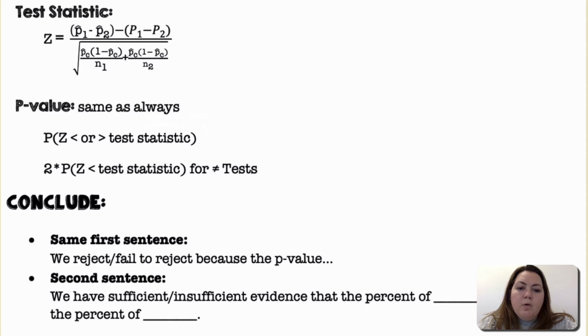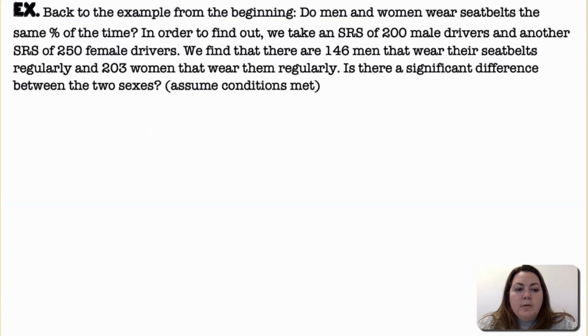We can either use a z-table or a calculator. In our conclusion, the same exact first sentence, so we reject or fail to reject because our p-value is less or more than our alpha value. Your second sentence is going to be we have sufficient or insufficient evidence that the percent of blank is blank, the percent of whatever. So we'll look at some examples.